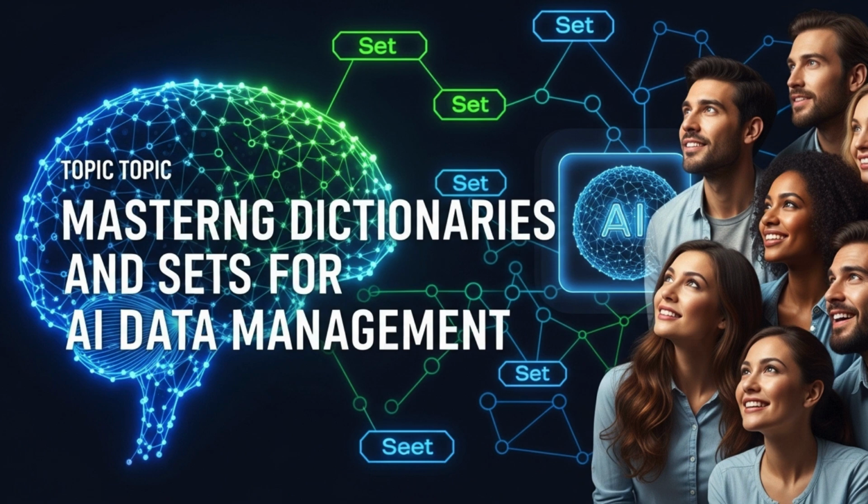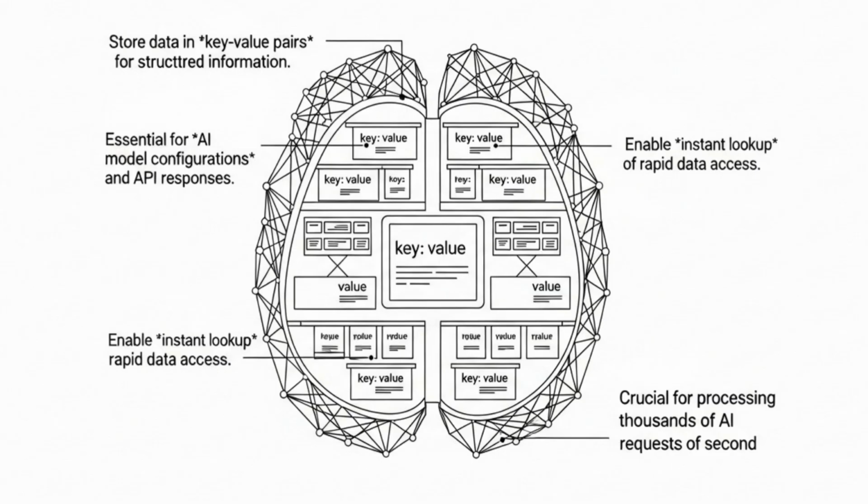Welcome, future AI innovators. Today, we're diving deep into two fundamental Python data structures that are absolutely critical for building robust and efficient AI systems: dictionaries and sets. Think of AI systems like a sophisticated restaurant kitchen. While lists and tuples are your basic ingredients, dictionaries and sets are your advanced recipe books and inventory systems, ensuring everything is organized and pristine.